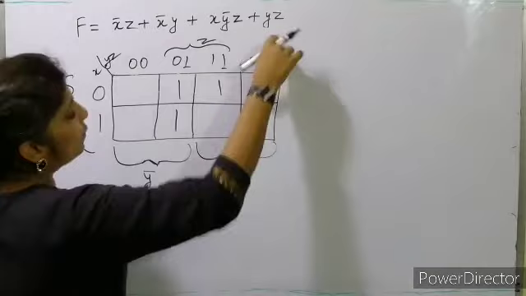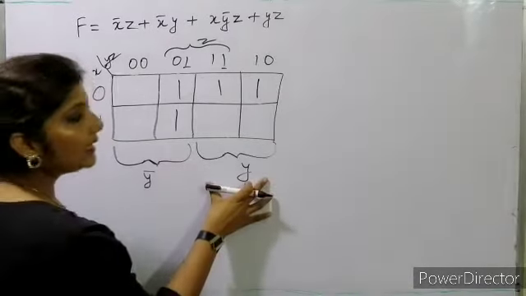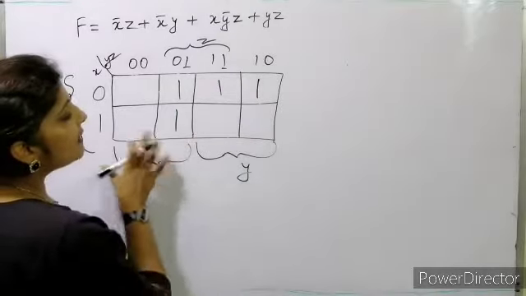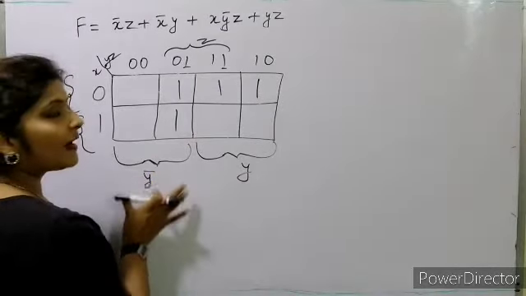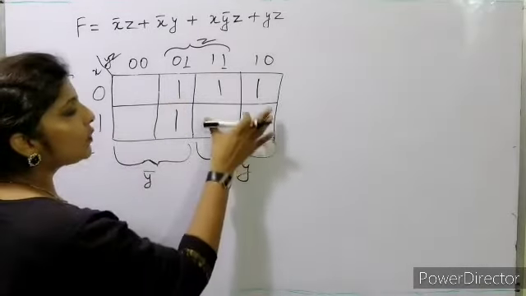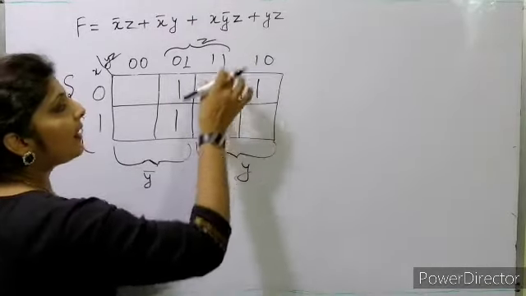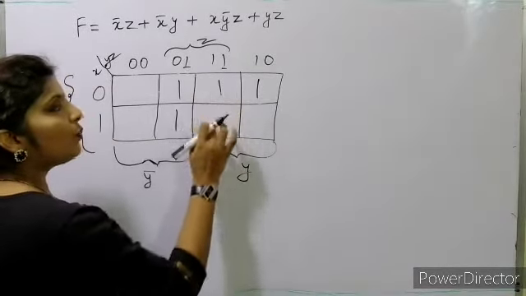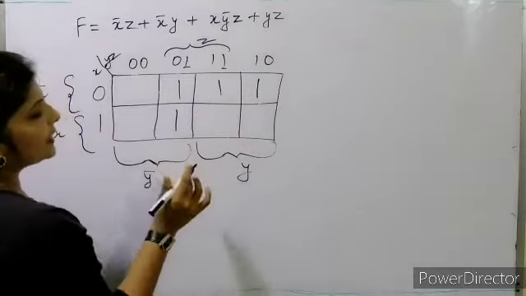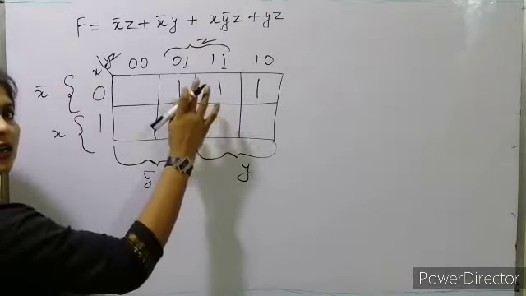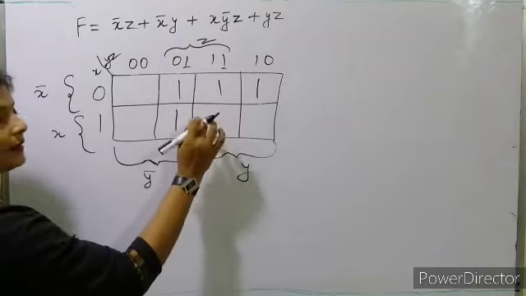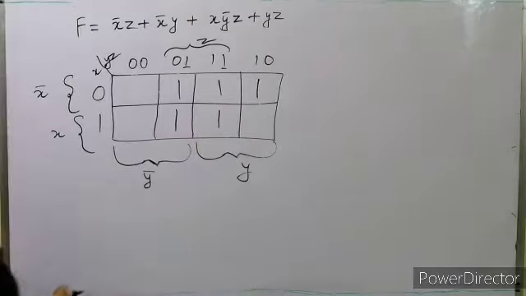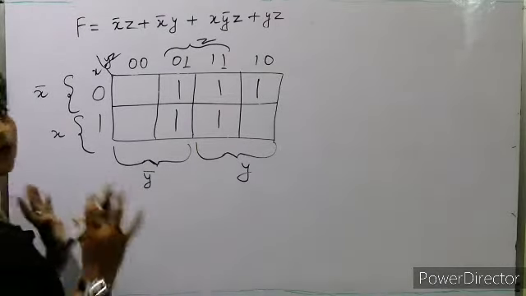Now y z. y is 1 in these two columns, and z is 1 in these two columns. Otherwise the complement of y is 0 in these two columns. So we take these two columns, and where is z? In this. So these two boxes will be y z, because y and z both are 1 here in these two boxes. So 1 is already here, we'll write here 1. Okay. Now we have to solve this.